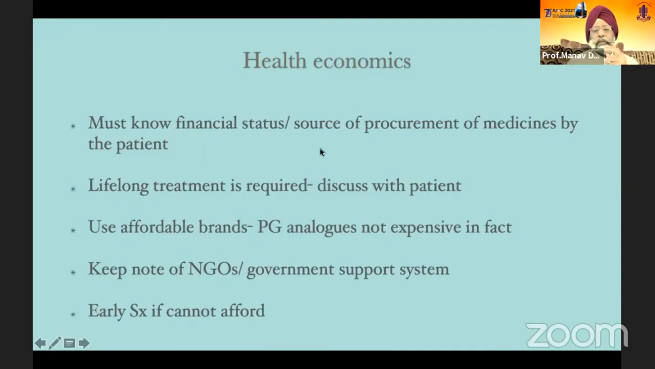We must know the financial status and the source of procurement of the medicines by the patient. Since the treatment is lifelong, we should discuss this with the patient and use affordable brands for poor patients, or for anybody for that matter. And PG analogs, rest assured, are not expensive. In fact, if we use generic drugs, they're far more convenient to use. Keep note of the NGOs or the government support system for your poor patients so that you can guide them to use it, and do early surgery in case they cannot afford the drugs.